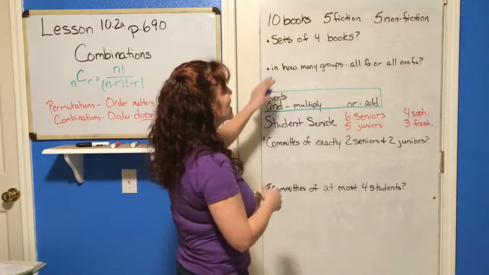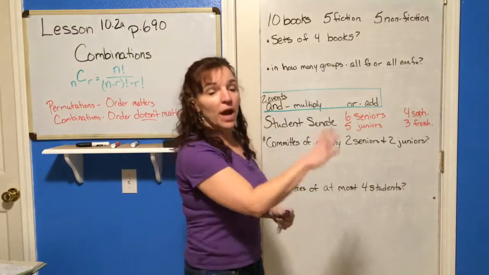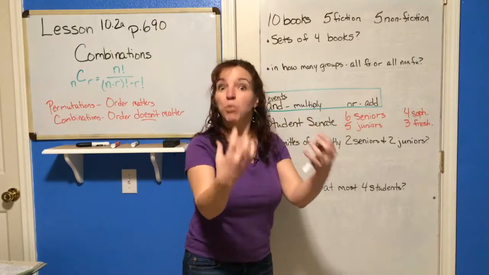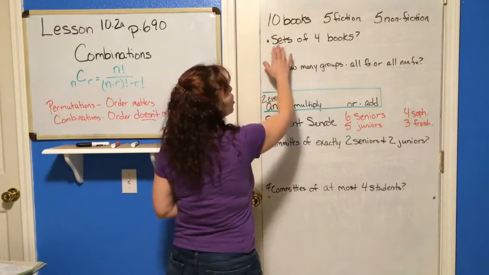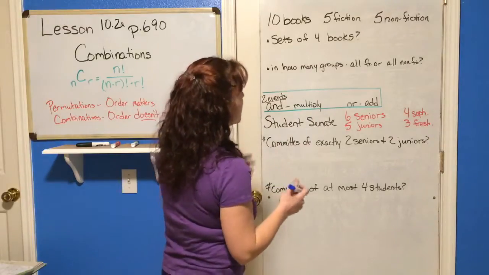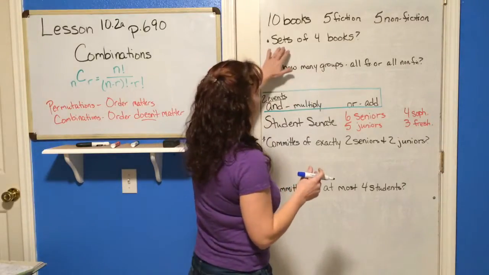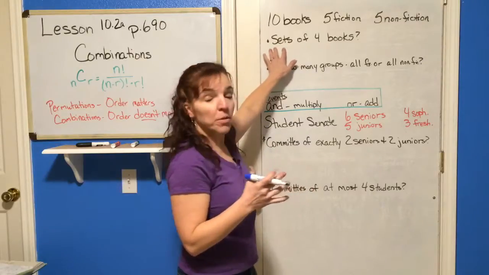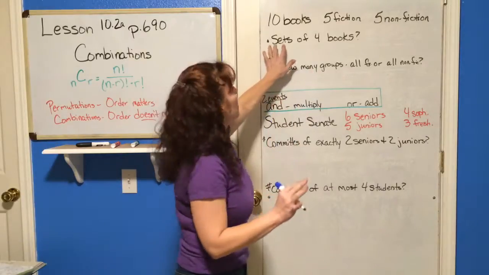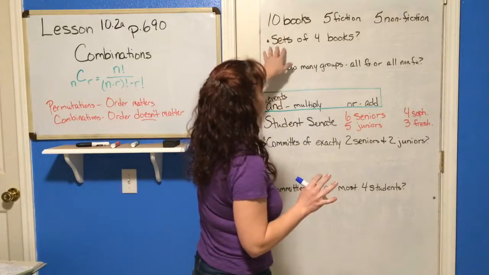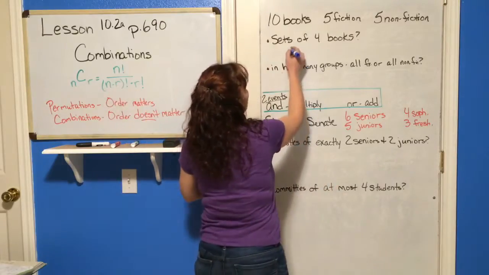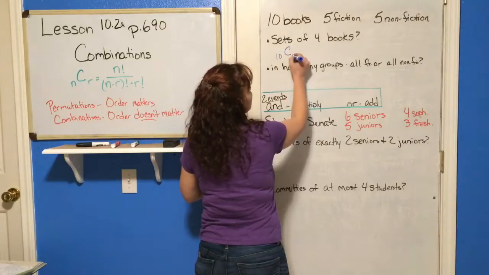Now, in this case, it doesn't matter if you read Little Red Riding Hood before the 3 Little Pigs or after. You're still reading that book, all right? So if we want to know how many sets of 4 different books we've got out of these 10 books, 5 fiction and 5 nonfiction, do you see that for this problem, we don't even care if they're fiction or nonfiction. So that's extraneous information for right now. So for this problem, I've got 10 books and I want to take 4 of them in each set. So I'm going to use my formula here, the combination of 10 books taken 4 at a time.